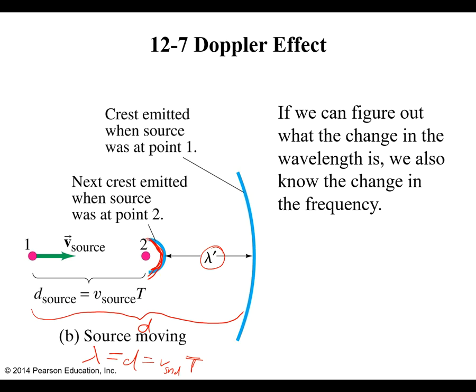Well, how do we find the lambda prime? By noting that this distance plus this distance equals this distance. So d is the total distance from 1 to the edge of the first pulse, and that's going to equal d of the source plus lambda prime. And so lambda prime is going to equal d, the distance from 1 to the first pulse, minus d source, the distance that your object has moved.